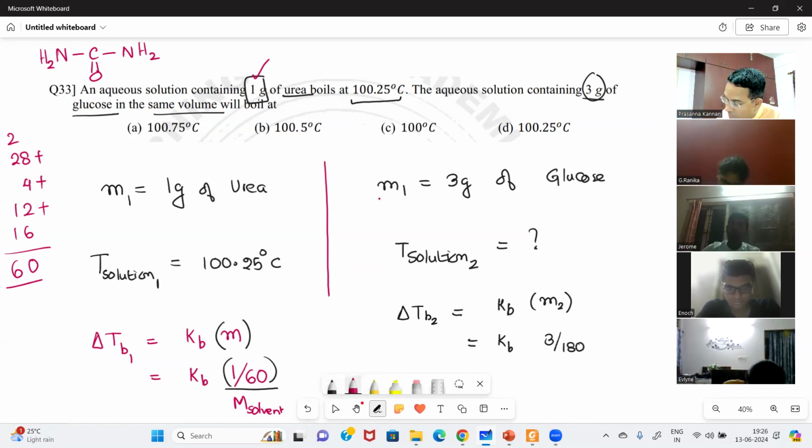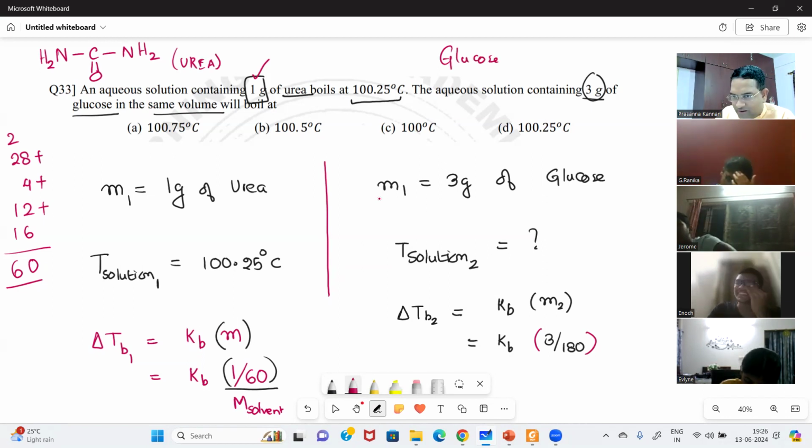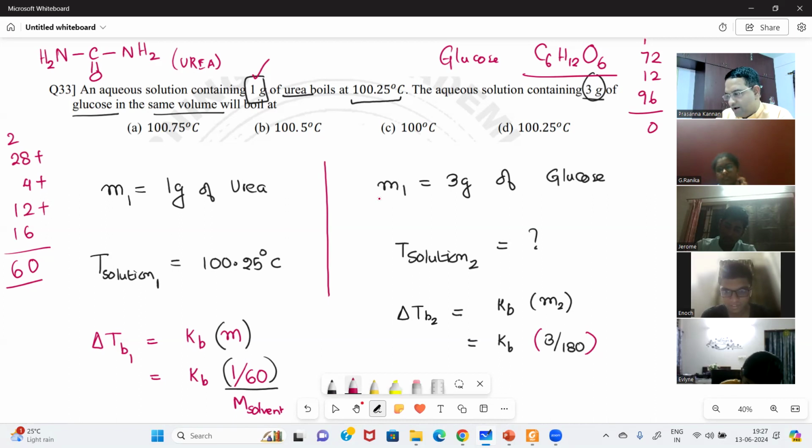And what is the molecular formula for glucose? C6H12O6. 6 into 12, 72. 12 into 1, 12. 6 into 16, 96. So 72 plus 12 plus 96, that is 180. Got it? So 3 divided by 180, divided by mass of the solvent.